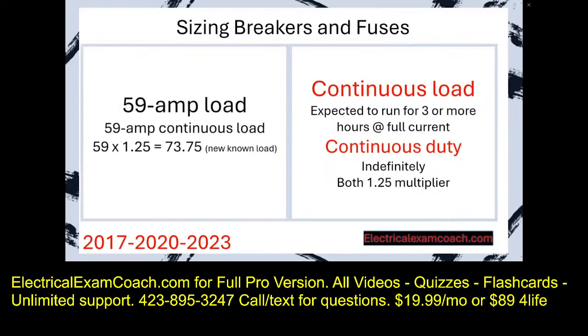Let's do an example. Let's take our 59 amp known load from before, and let's imagine that it was told to us that it's a 59 amp continuous load. What we would do is take our 59 amps, multiply it by 1.25, then we have a new known load of 73.75. That old load is gone. The 59 is gone. The 73.75 is our new known load. And that's what we would go size our breaker and subsequently our wire by.